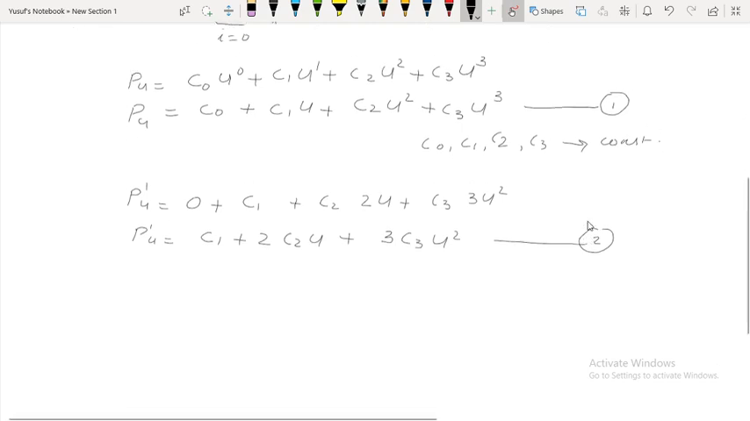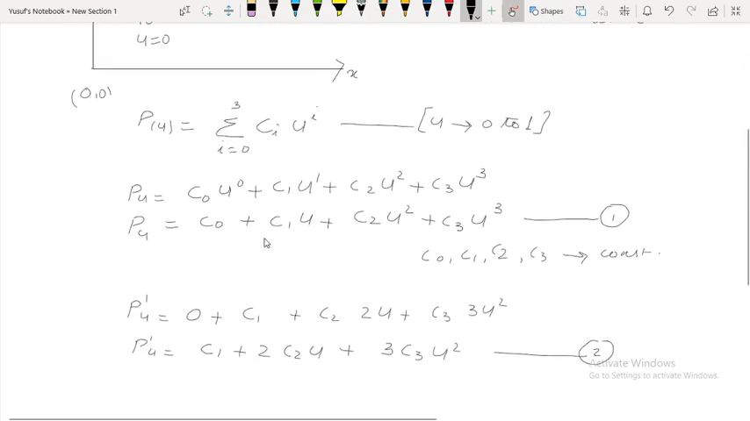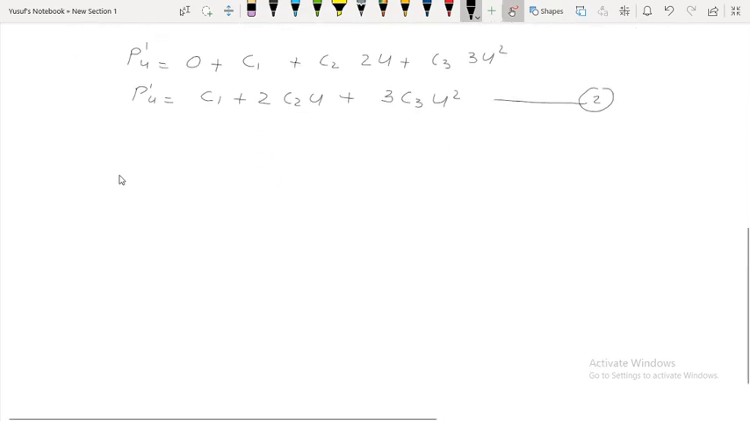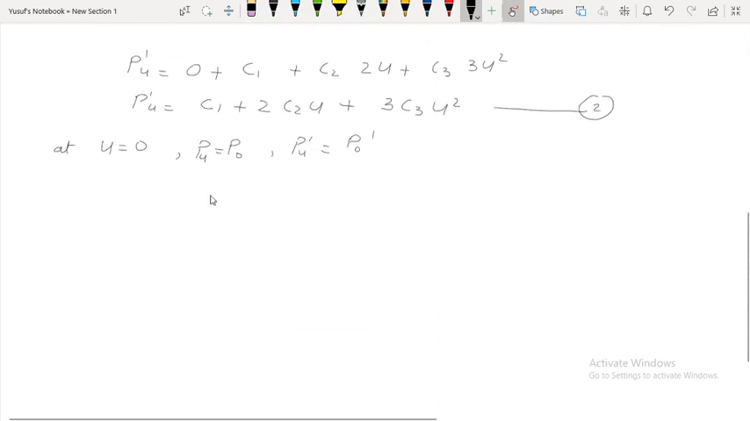The first boundary condition is u equal to 0. If the value of u is 0, p will be equal to p0 and p dash will be equal to p0 dash. So first I put the first boundary condition, u equal to 0. At u equal to 0, the value of p of u is p0 and p dash of u is p0 dash. These are the boundary conditions at u equal to 0.